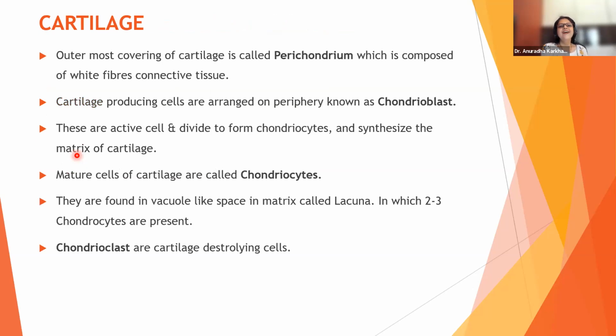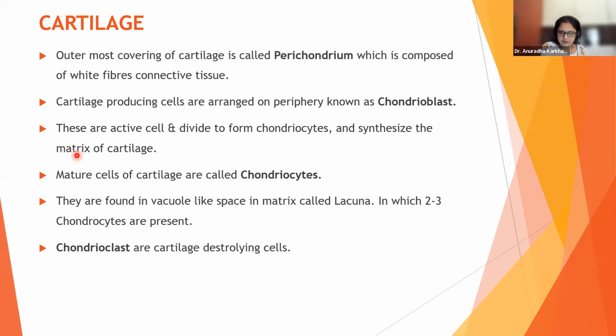Cartilage. Outermost covering of the cartilage is called as perichondrium, which is composed of white fibrous connective tissue. Cartilage producing cells are arranged on the periphery, which are called as chondroblast. Now remember these words, chondroblast, chondroclast, chondrocytes. All these, when the word chondrio comes, cartilage should come to your mind. Osteo, when this word comes, bones should come to your mind. These are the keywords. Okay.